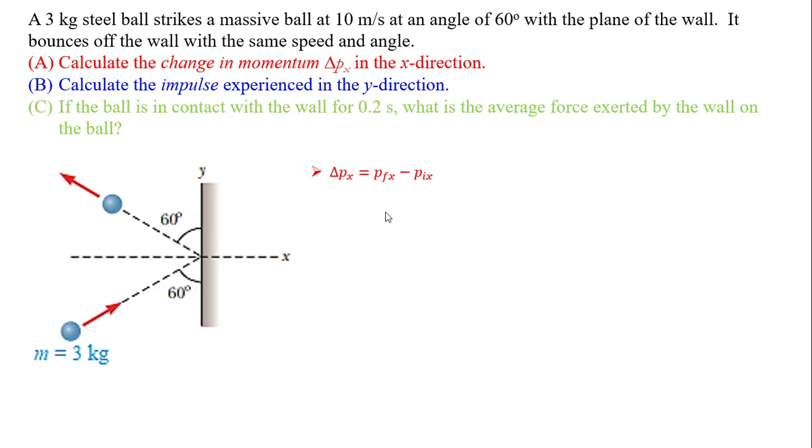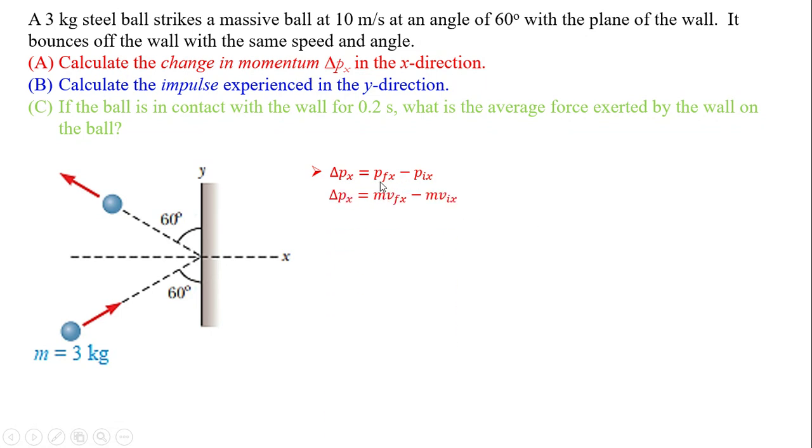So let's go ahead and set the statement up. Change in momentum is final momentum minus initial. But you notice here in my work for part A, everything has a subscript x because it wants it in the x direction. So here I have delta px equals pfx minus pix. So as long as you are careful with your subscripts and focus just on the information in the x direction, you cannot mess up on part A.